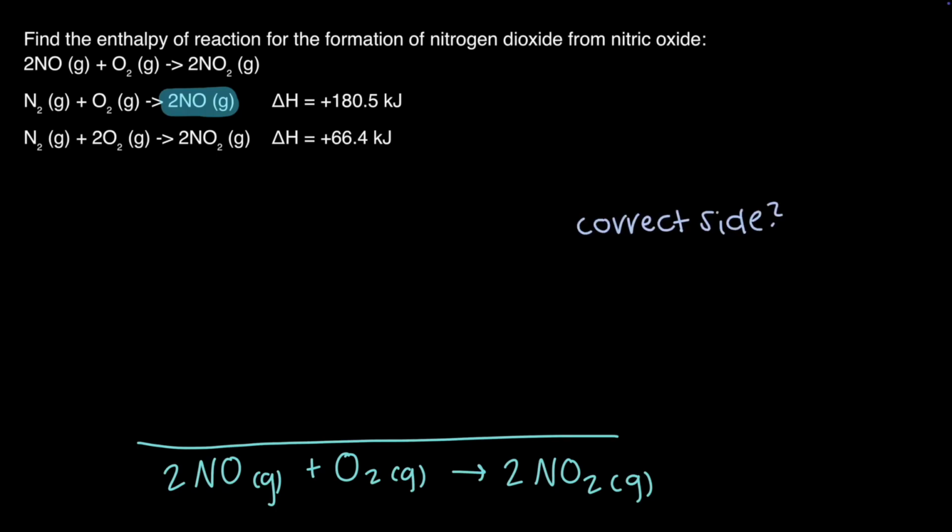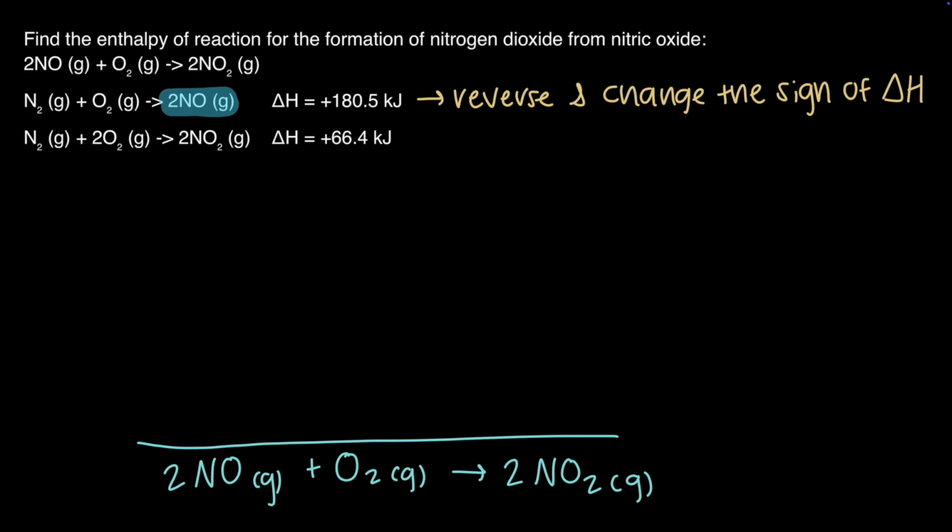Is NO on the correct side and in the correct amount to match the final equation? In the final equation, NO is on the reactant side and there are two of them. In the given equation, it is on the product side and there are also two of them. We have the correct amount, but it's not in the correct place. We can reverse the equation and change the sign of delta H.